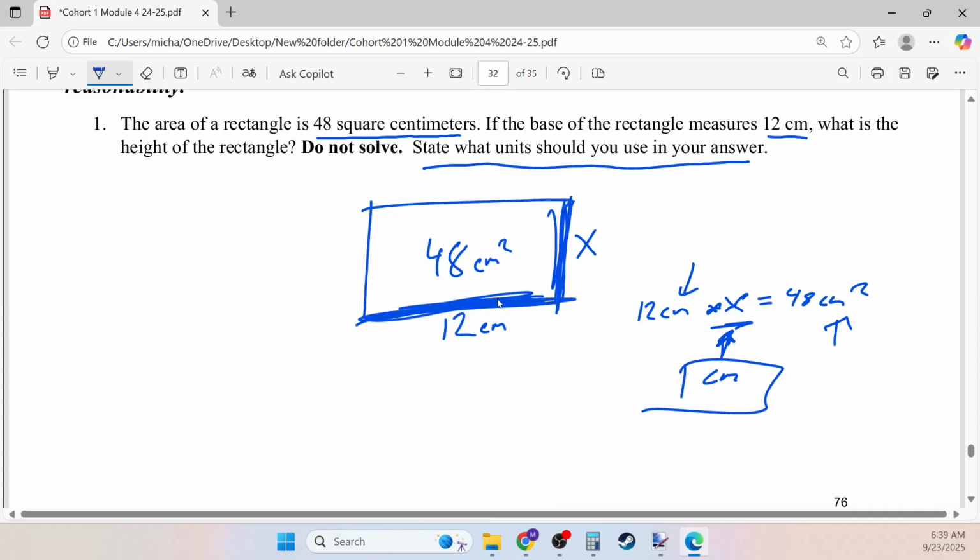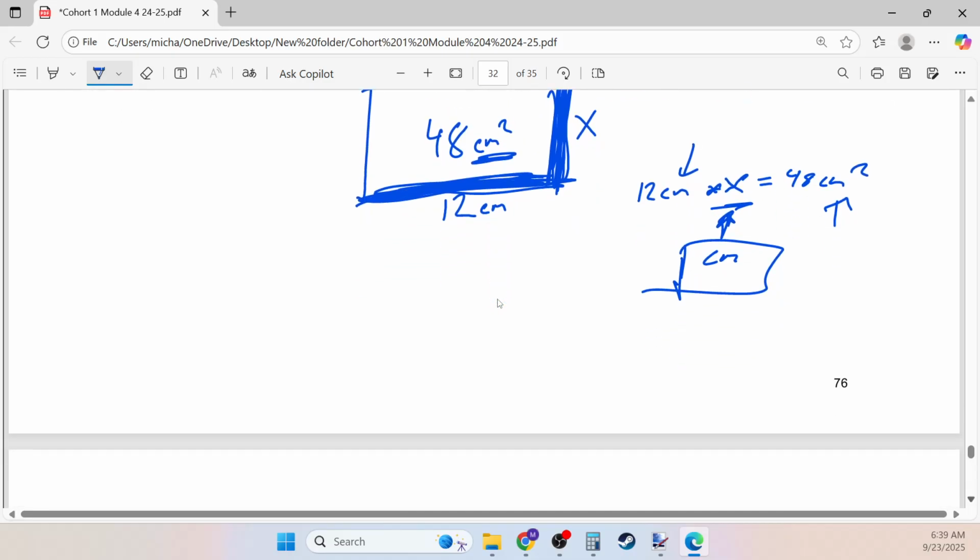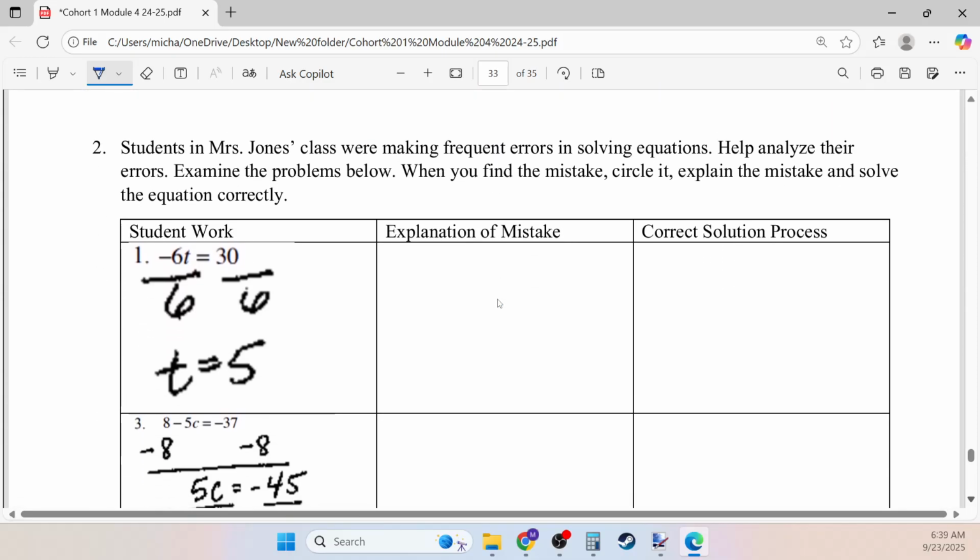We have length times length equals area. I don't mean the length of the rectangle times the length of the rectangle. I mean that the side of a rectangle has a length, and this other side of the rectangle also has a length. The length of this side is x. When you multiply two lengths together, you get area. We should have centimeters as our units because we are looking for a length.